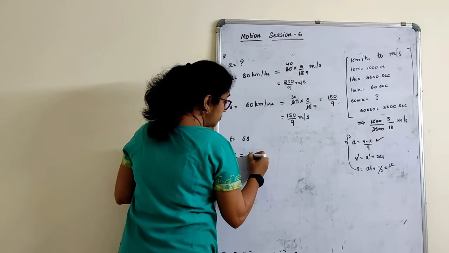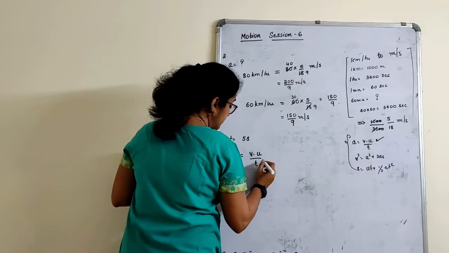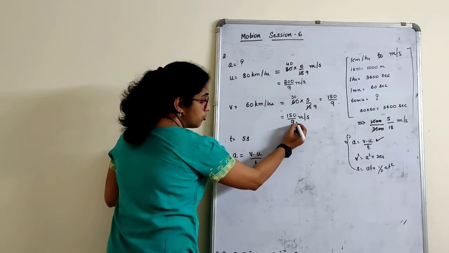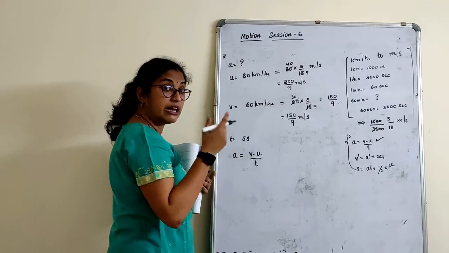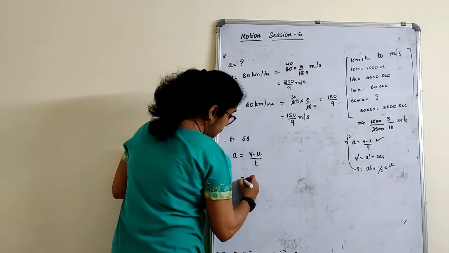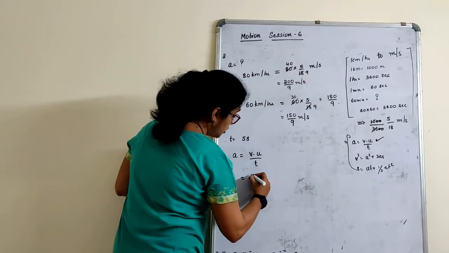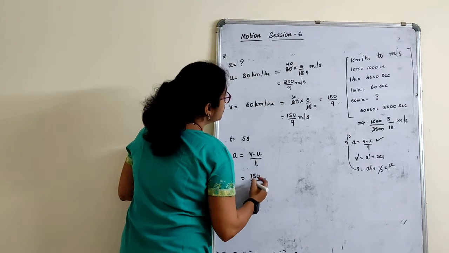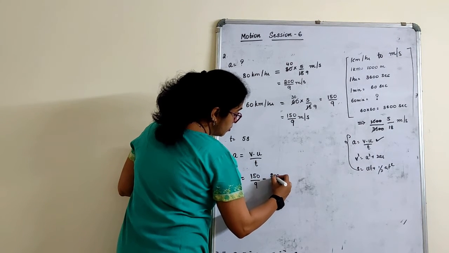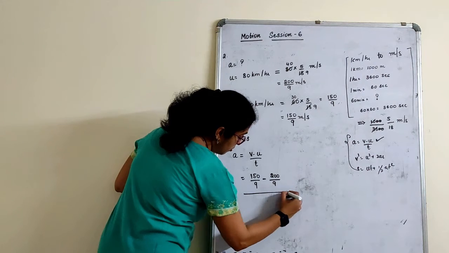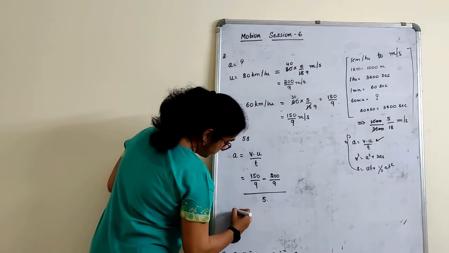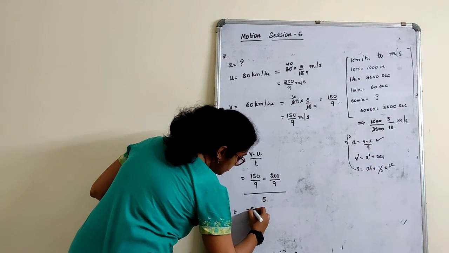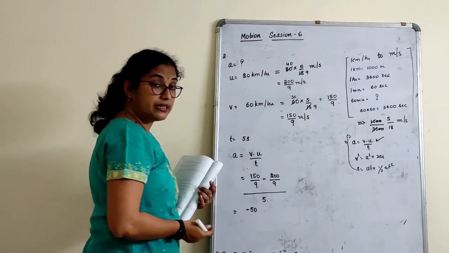So a is equal to v minus u by t. Understood why I kept that in 9 only here? It will be simple. Taking LCM, v is how much? 150. Substitute properly. Minus u, how much? 200 by 9. Whole divided by 5. So 150 minus 200 is minus 50. Minus I am getting. Is it correct?